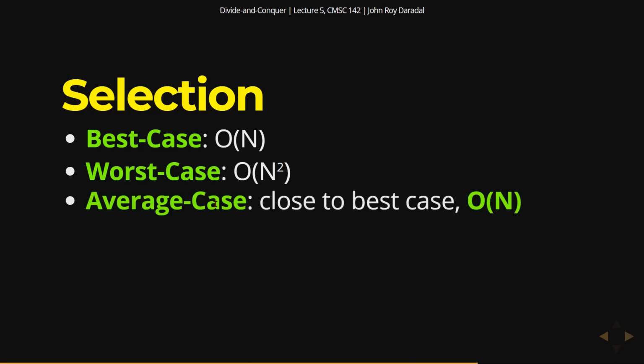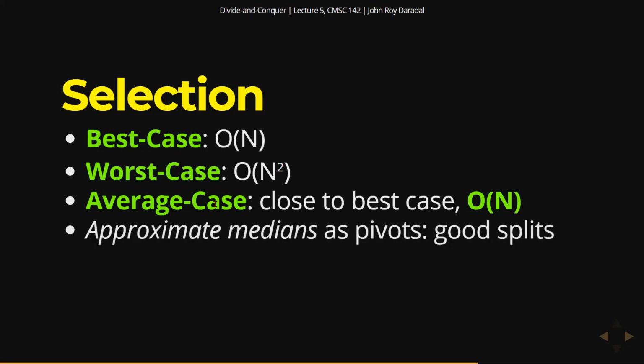Average case is close to the best case, so that's the good news. It's close to O of n. So just choose random pivots. Approximate medians as the pivots give us good splits, so that would give us O of n running time. And for the memory, it's O of 1, because again we could just do the splitting of the array in place, not use an extra array, so that we can keep constant memory. Okay, so that is the selection problem used for finding the median. Okay, so that's it.